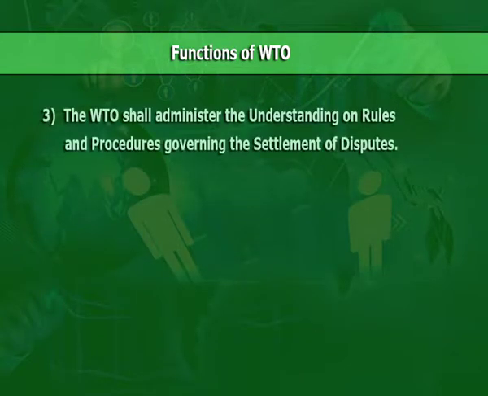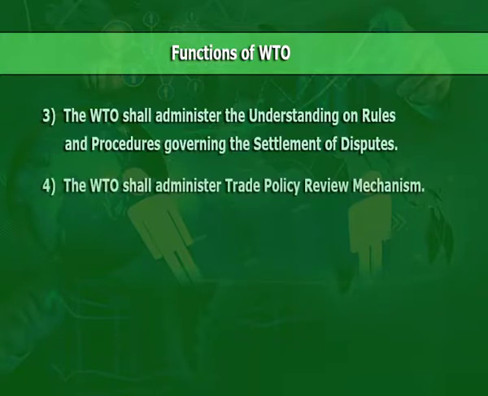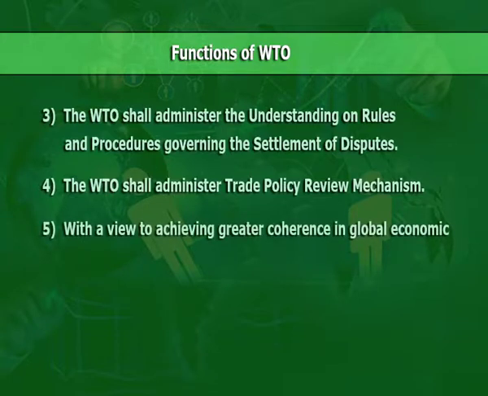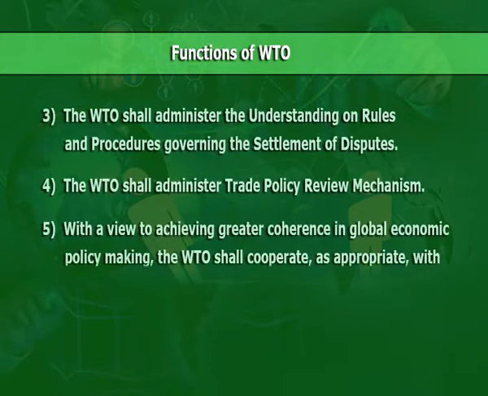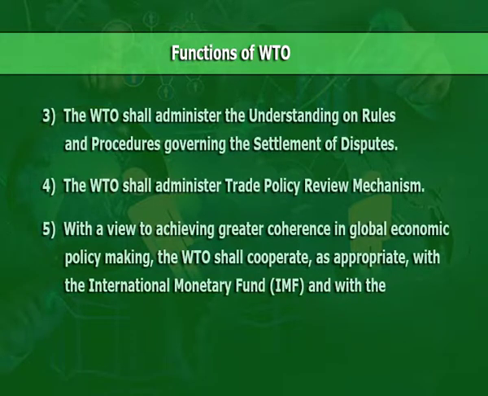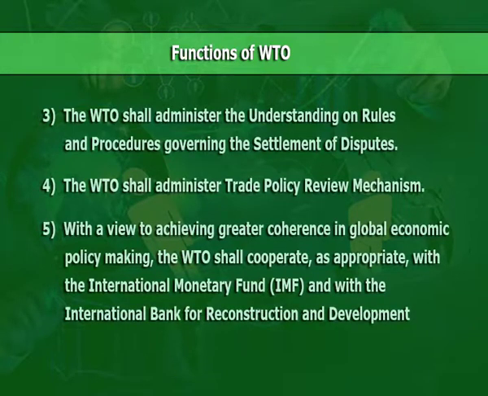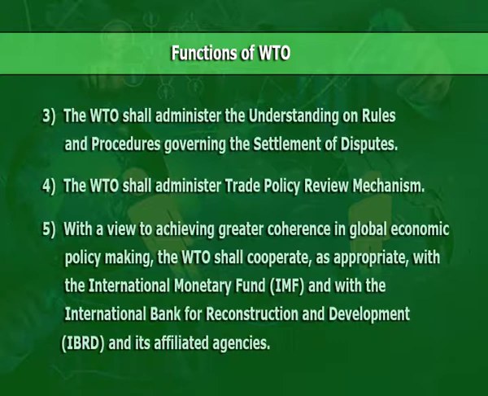Point number 3 is the WTO shall administer the understanding on rules and procedures governing the settlement of disputes. Function number 4 is the WTO shall administer trade policy review mechanism. Function number 5 is with a view to achieving greater coherence in global economic policy making, the WTO shall cooperate as appropriate with the International Monetary Fund, popularly known as IMF, and with the International Bank for Reconstruction and Development, popularly known as IBRD, and its affiliated agencies.